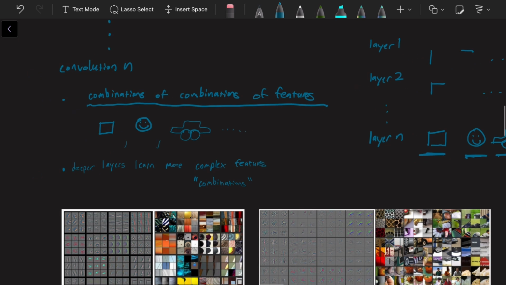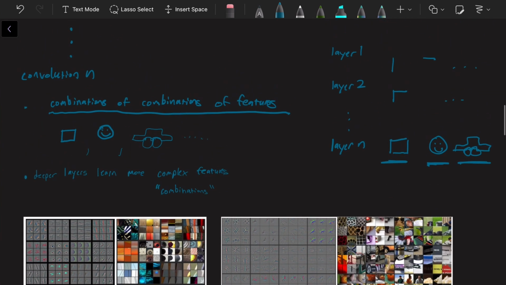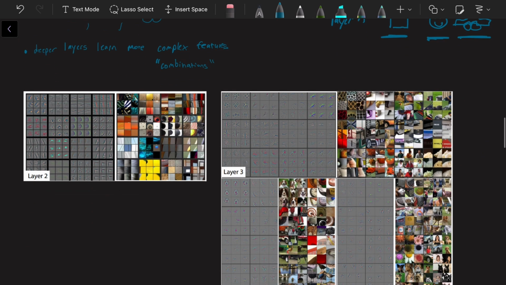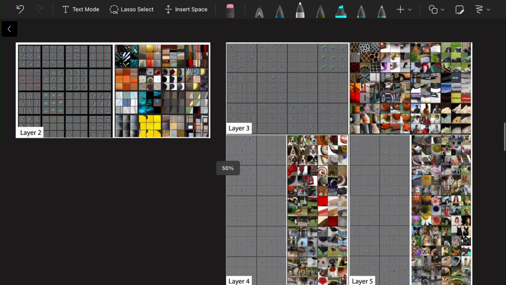So the core idea here is that deeper layers are learning more complex features, right? Like the first layer was learning simple things like vertical and horizontal lines. The second layer might be learning things like corners. And as we get deeper and deeper, we're starting to learn what a car looks like, what a human face looks like, okay? So there's actually a really cool paper that kind of visualizes this concept that we just discussed.